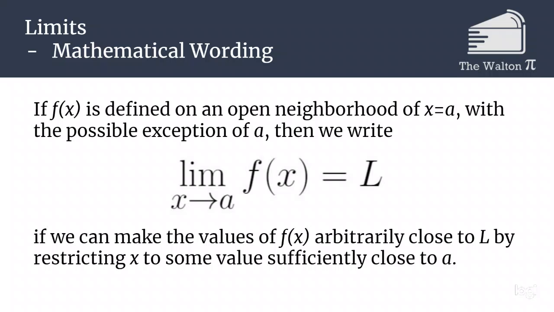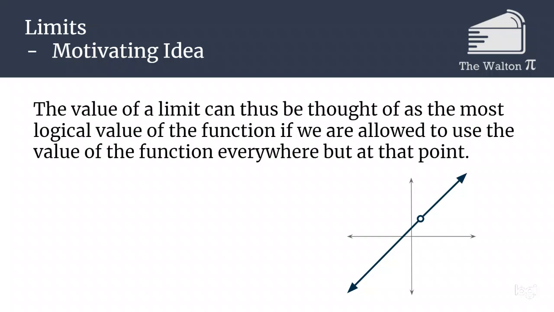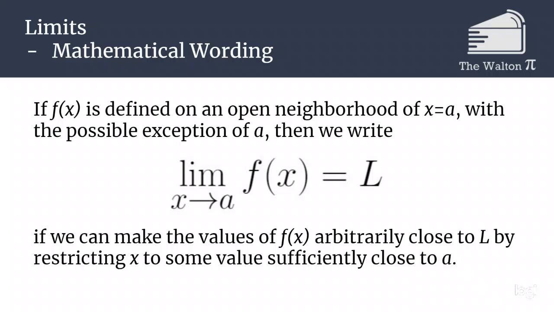So we can write that if we can make the values of f of x arbitrarily close to L. So we can make the outputs of the function as close to L as we need to, as long as we restrict x to some value sufficiently close to a. So coming back to this picture, we are saying on some open interval, so some region here, we can make the values of the outputs as close to this value here as we want to by just restricting our x's to be really close to the x values of that function. That is what that is going to be saying.